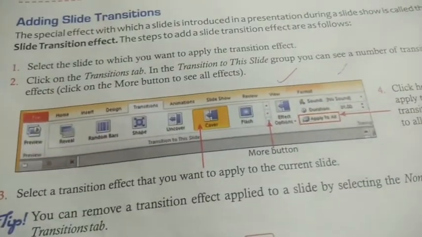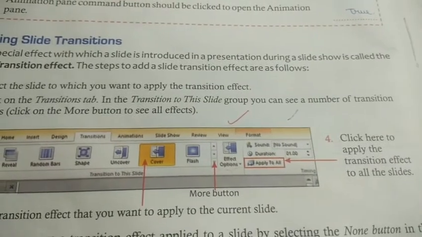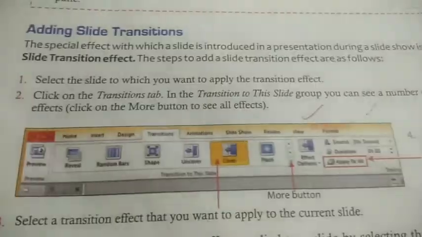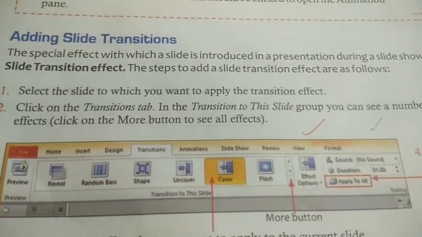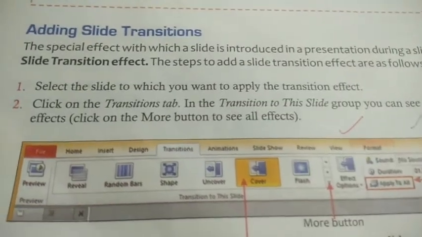So third step, select a transition effect that you want to apply to the current slide. Last, click here to apply the transition effect to all the slides. So this is a More button for adding slide transition. So see properly, students, here the dialog box offers options related to adding slide transition.